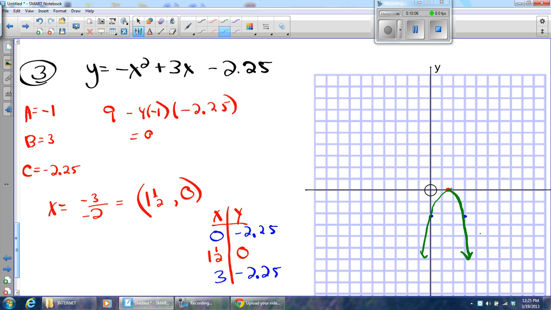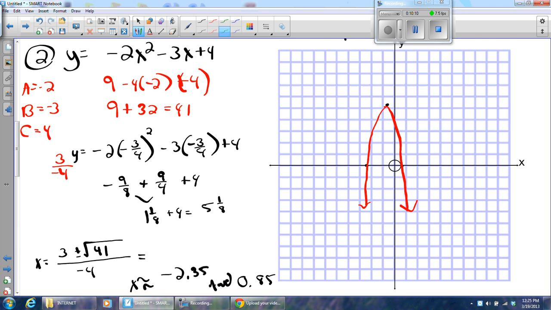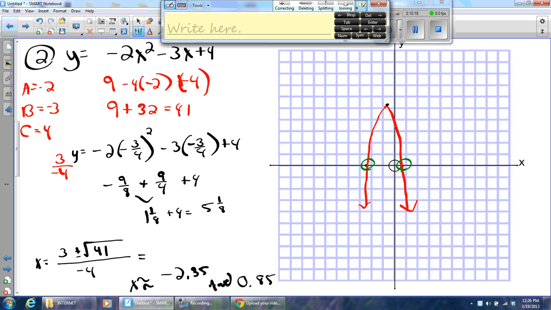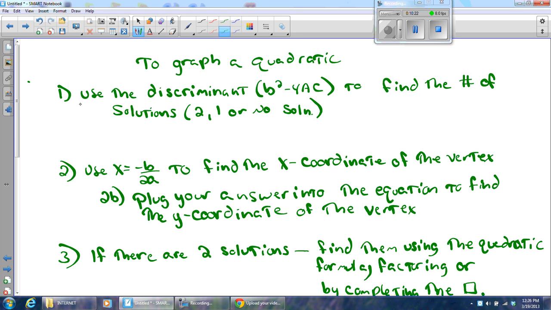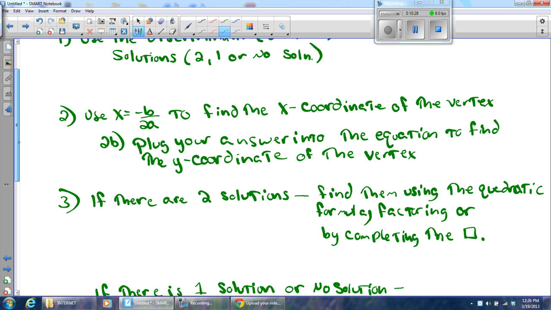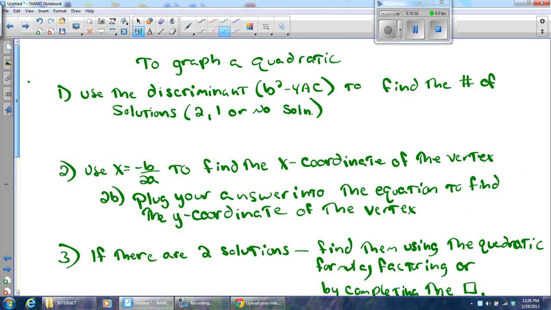The one that has the most amount of work is the one where there's actually two roots, and you have to find both of the roots. Now, I know on the test, Miss Eubank will be expecting you to find how many roots, find out what the roots are, find the vertex, and then graph them. Okay?